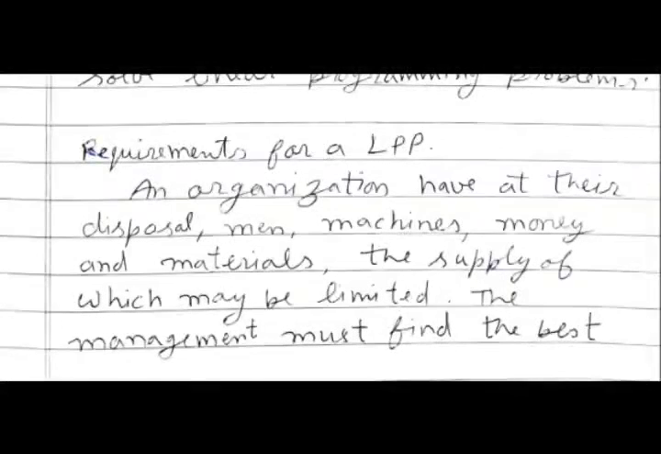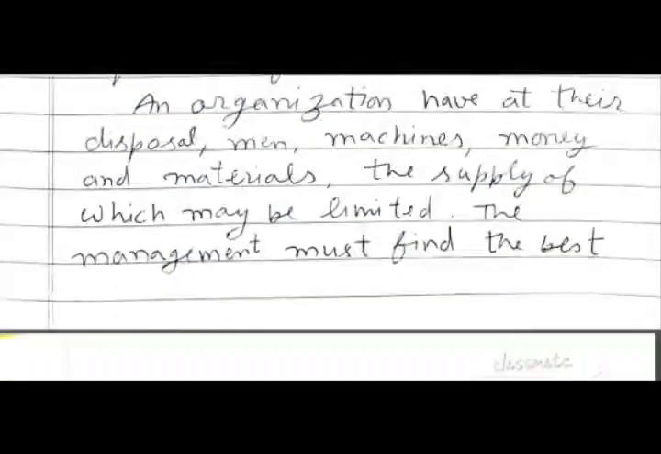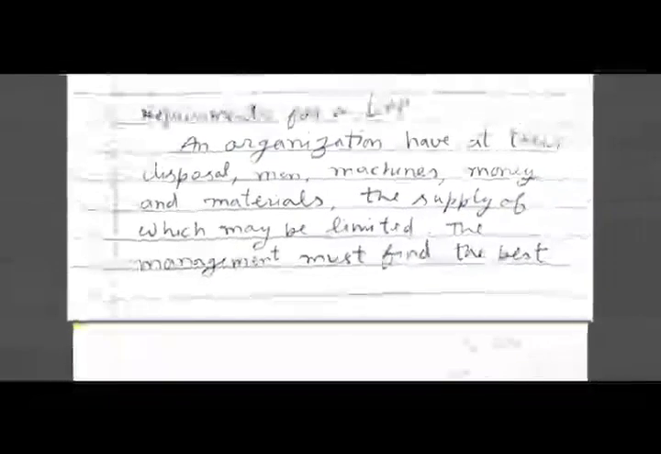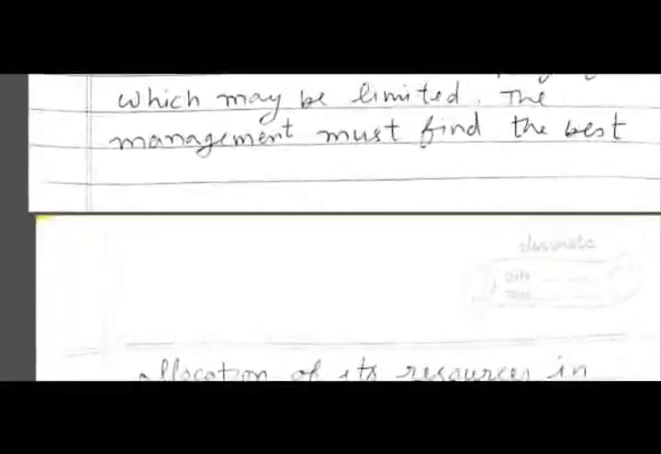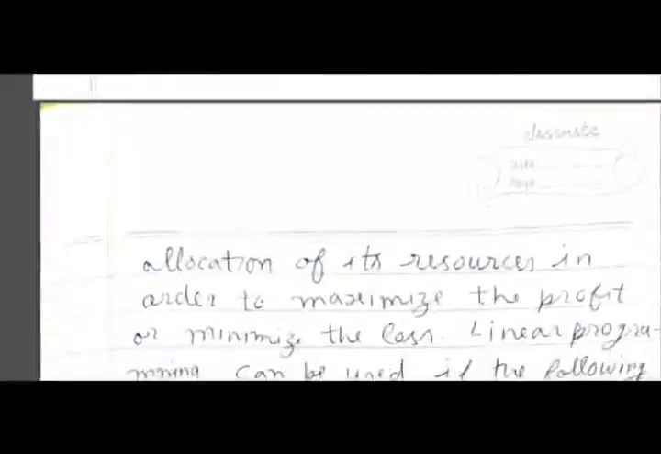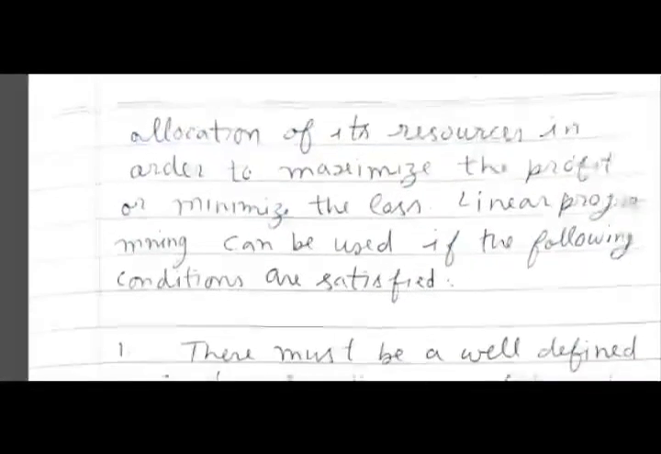An organization has at its disposal men, machines, money and materials, the supply of which is limited. The management must find the best allocation of its resources in order to maximize the profit or minimize the loss.